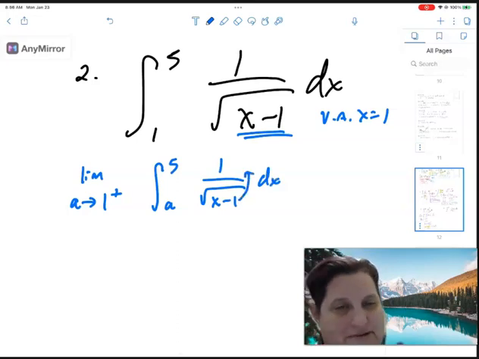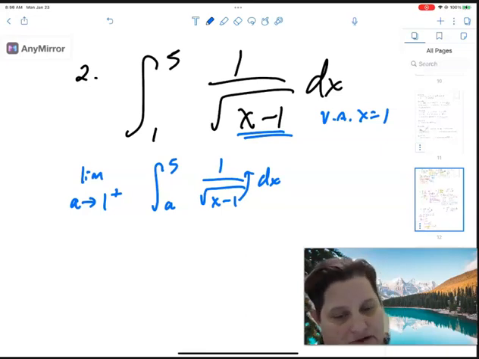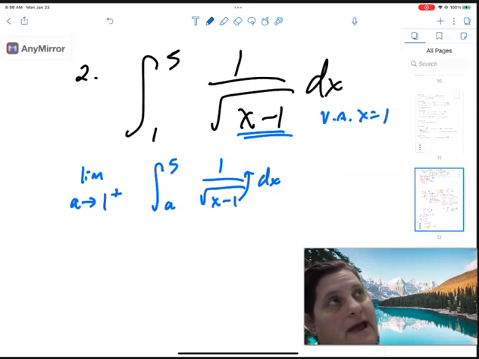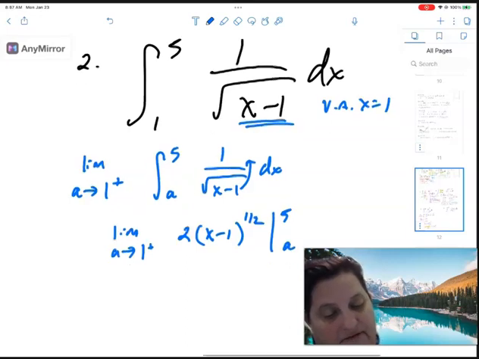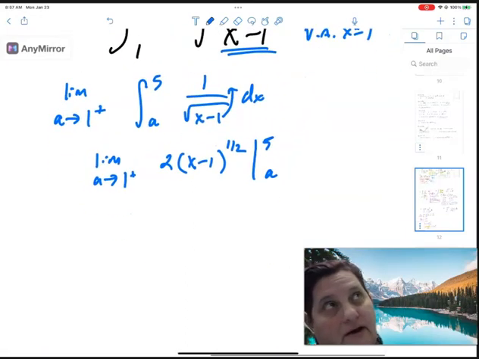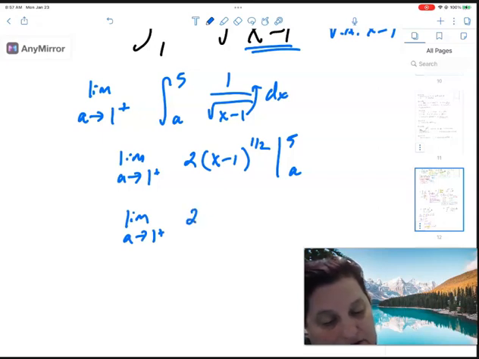It's kind of u substitution. I'm not going to write all of it down because it's just an x minus 1, so it's not going to change anything. The antiderivative of x minus 1 to the negative 1/2 is x minus 1 to the positive 1/2 times 2, evaluated from a to 5. Negative 1/2, add 1, positive 1/2. That's good. So this is the limit as a approaches 1 from the right of 2, and when I plug 5 in, that's 4 to the 1/2, minus 2 times a minus 1 to the 1/2.